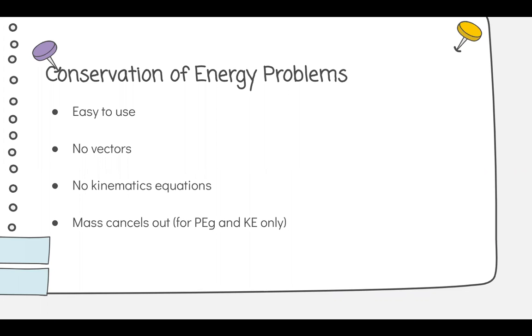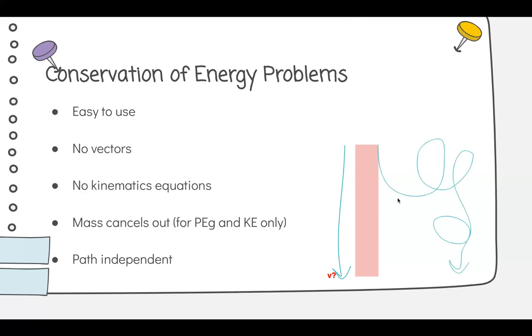Right? A good thing about conservation of energy problems is they're what's called path independent. So check this out. Let's say I have a ball that's dropped straight down. Right? Its velocity just before it hits the ground, v down here, would actually be the same no matter what path it took. So even if it did this, the velocity at the bottom would be the same.